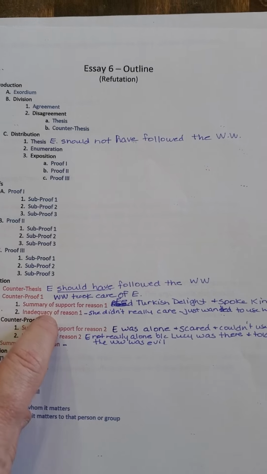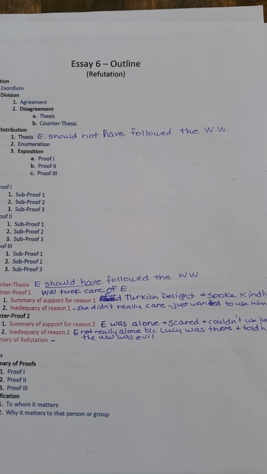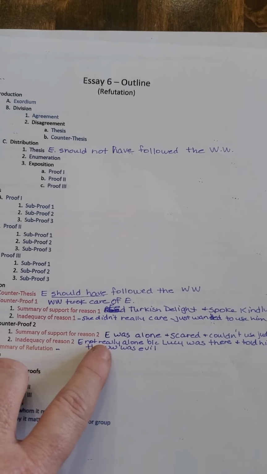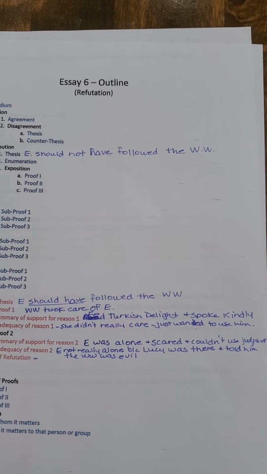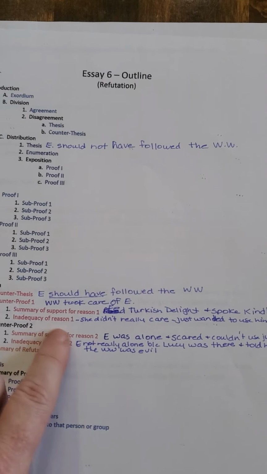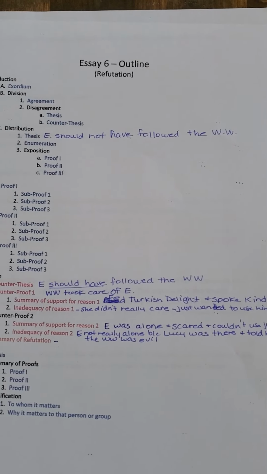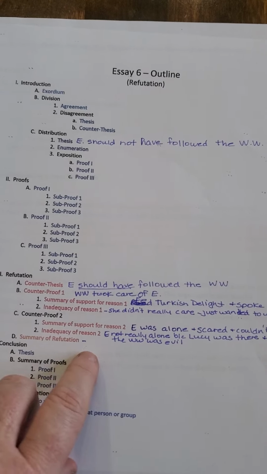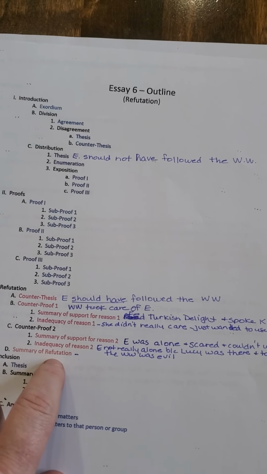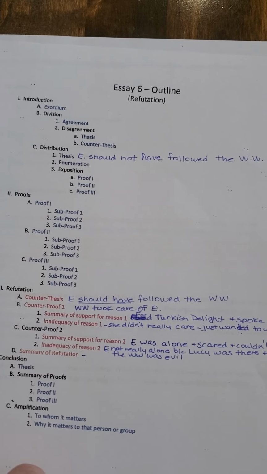But then why is that an inadequate reason? Well, she didn't really care about him. She just wanted to use him. Then you've got your counter proof 2, which is your next reason. Edmund was alone and scared and he couldn't use good judgment. Why is that inadequate? Well, he wasn't really alone because Lucy was there and told him that the White Witch was evil. Now notice I didn't actually write anything in here for summary of refutation, because the reality is the summary of refutation is I'm going to restate my main reasons.